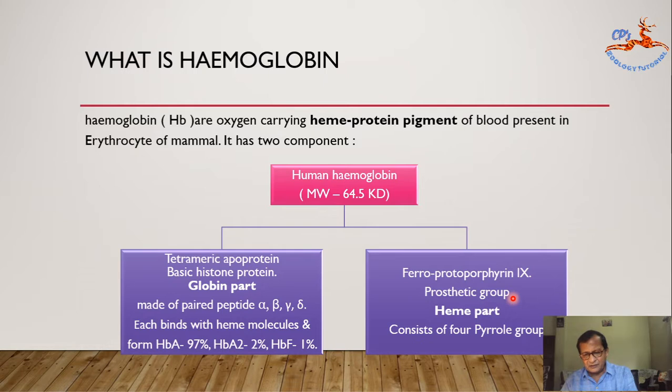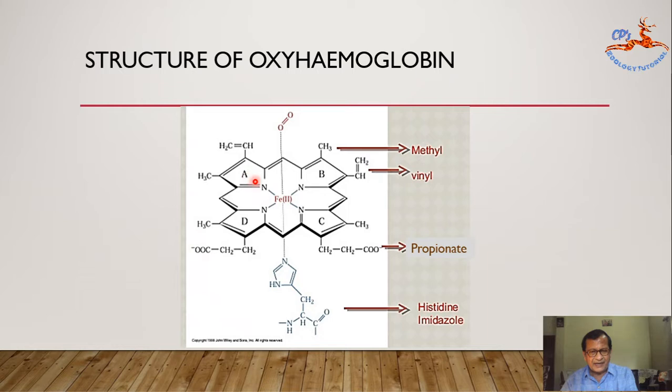It is constituted of 4 pyrrole groups. Look here, the pyrrole groups A, B, C, D. They are connected with each other by 4 methylene bridges. A and B pyrroles have 2 binding sites, that is methyl and vinyl. Like that, C and D pyrrole groups also have methyl and propionate sites. But the peculiarity is that C and D are arranged in reverse order.